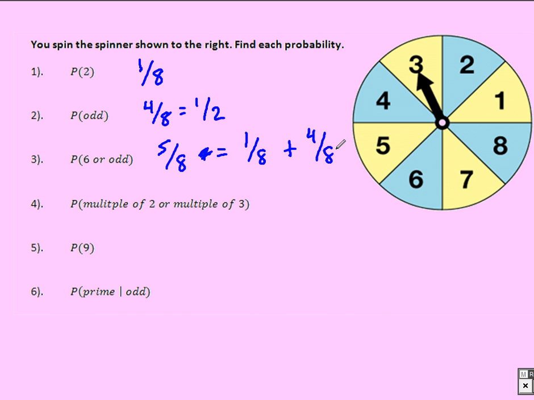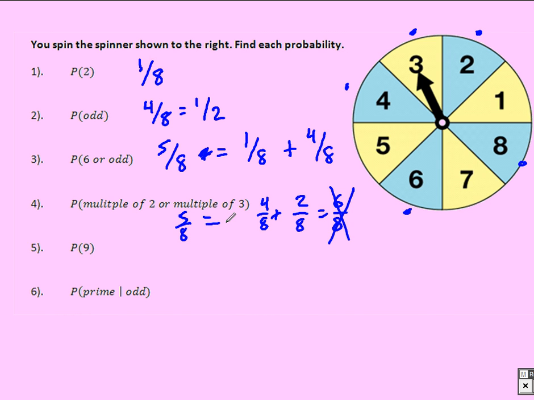Probability of getting a multiple of 2 or a multiple of 3. So with that one, if you try doing the addition, well, the multiples of 2 would be 2, 4, 6, and 8, so that would be 4 out of 8. Probability of getting a multiple of 3 would be 3 and 6, so that's 2 out of 8. The issue with that, though, is that you've got too many, because 2 has a multiple that gives you 6, 3 also has a multiple that gives you 6. So really you only got 2, 3, 4, 6, and 8. So really you only have 5 out of 8.